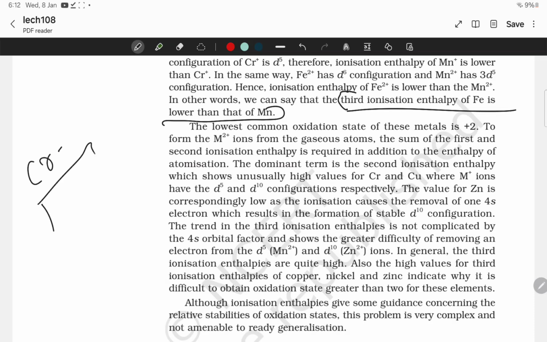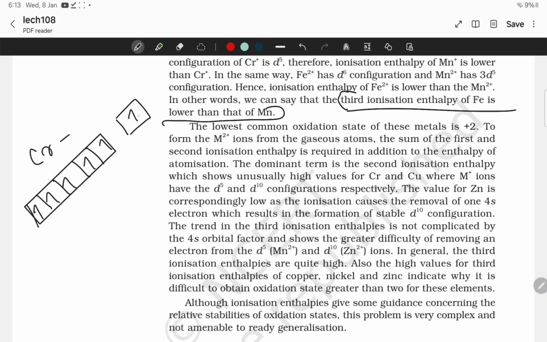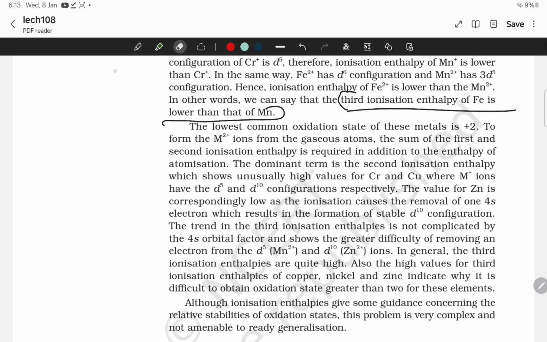Chromium was like this, right? Second ionization enthalpy means this is the first ionization enthalpy, and the second ionization enthalpy means removing the electron that had stability. So this will be very high. Normal to understand. Copper is also the same way.